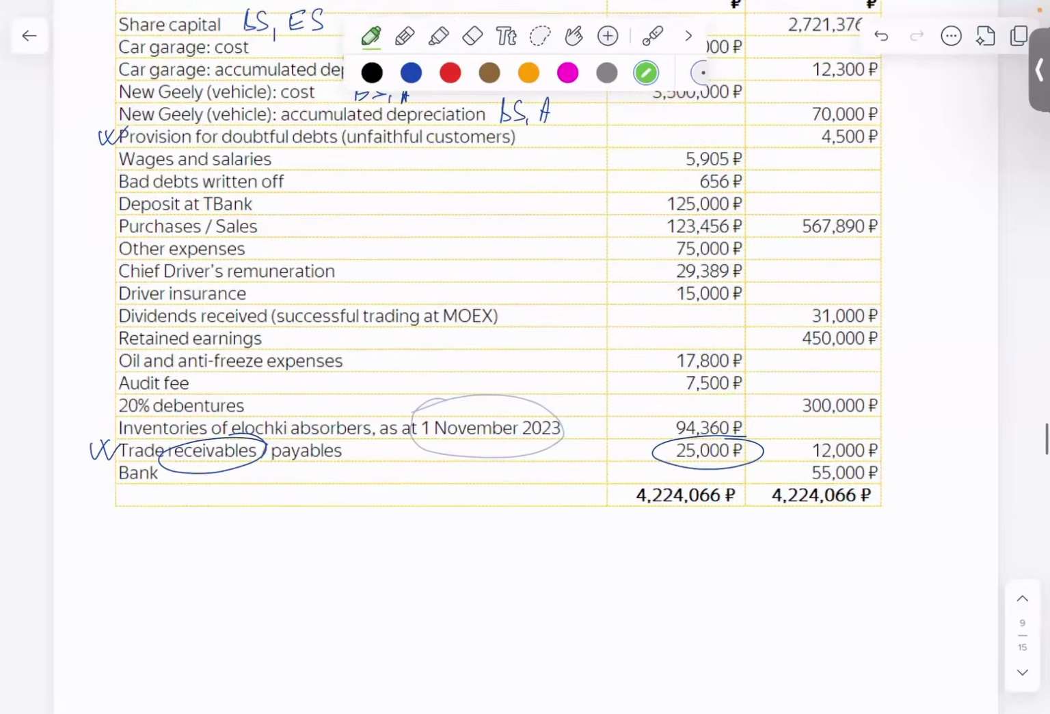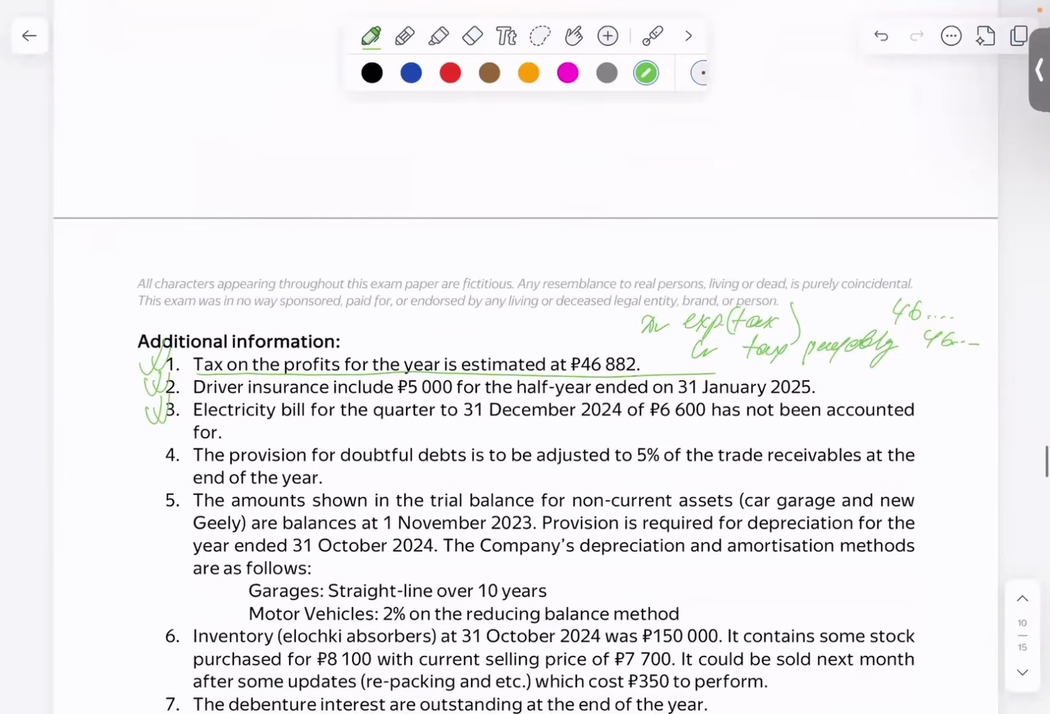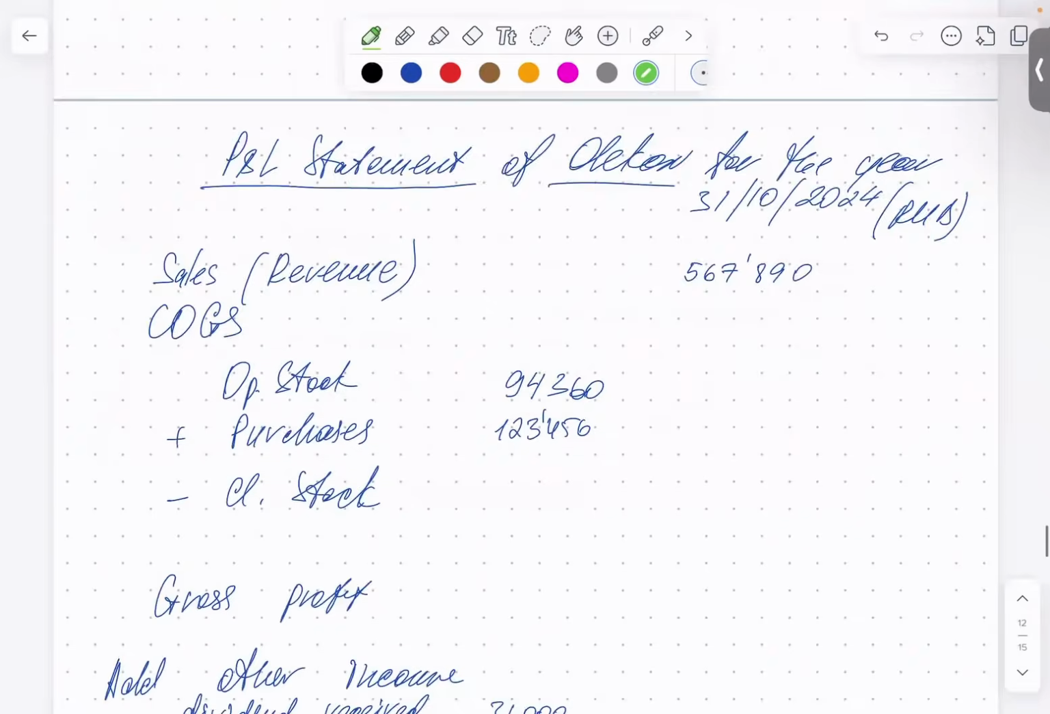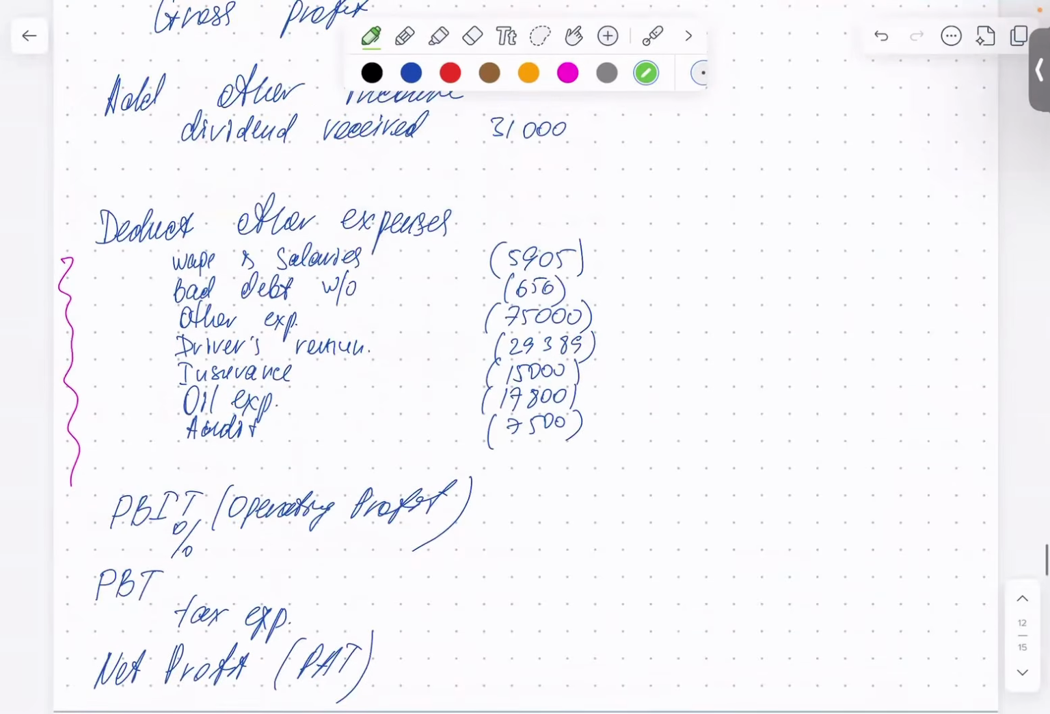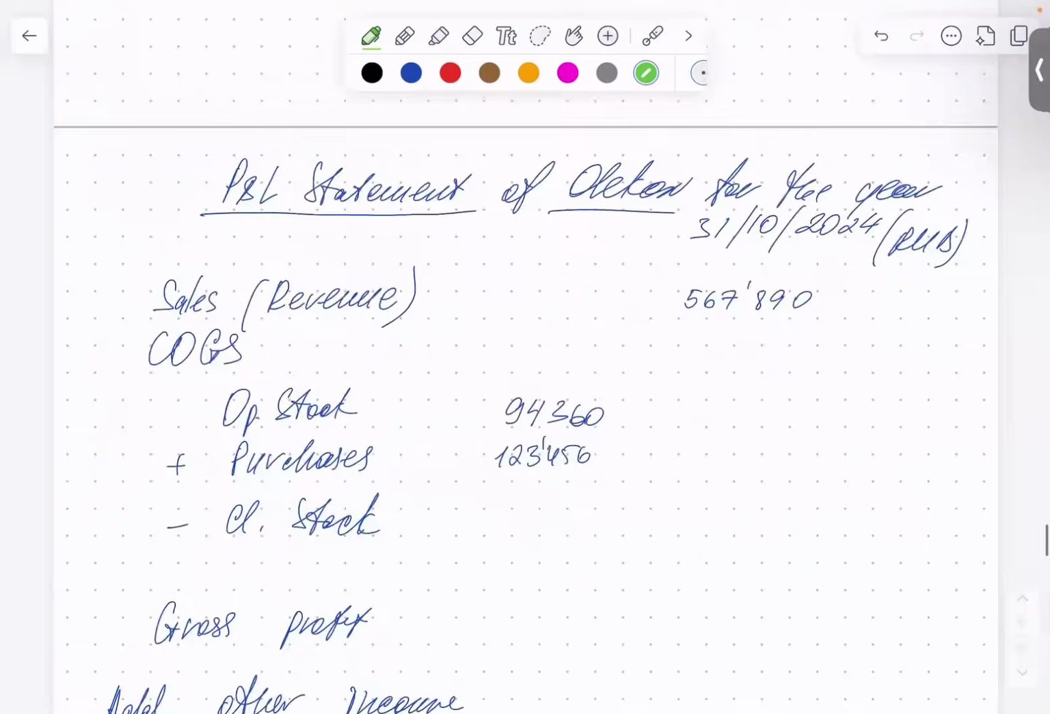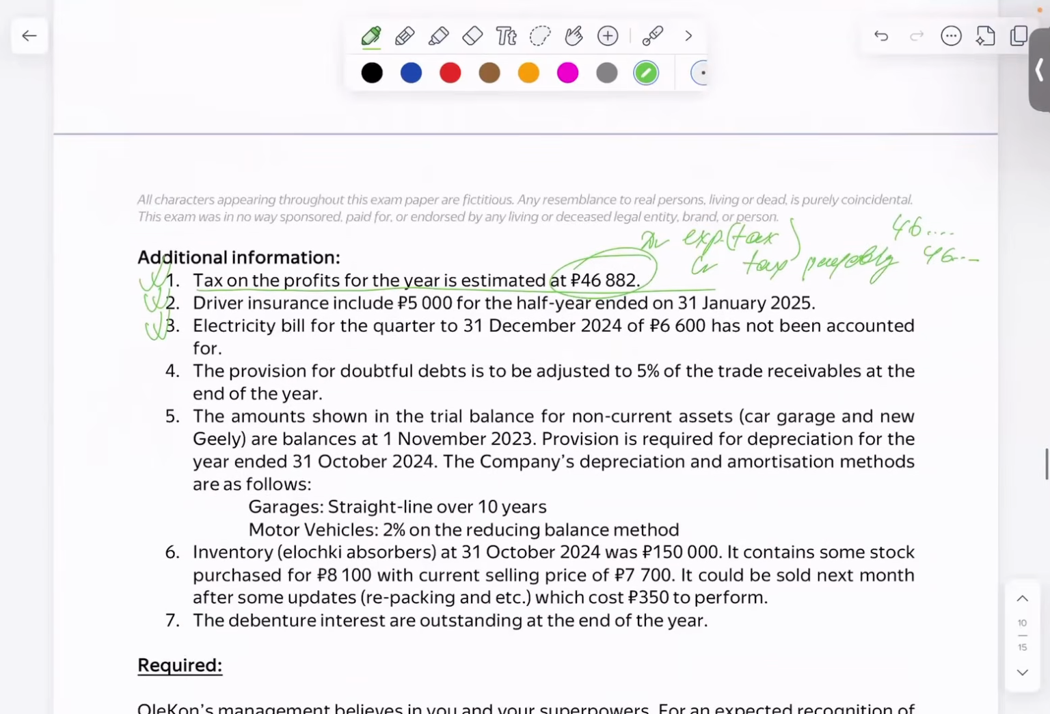The given figures here, yes. And you have to add the tax expense line. We even have this line, tax expense. We have to fill it with an amount of 46,882. It would be an adjustment required. Let's consider the next point.